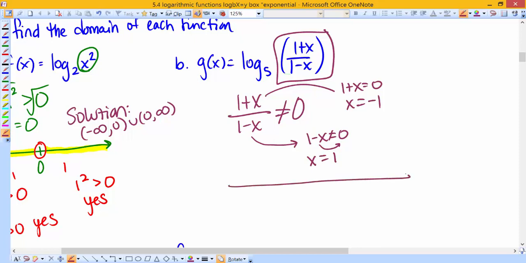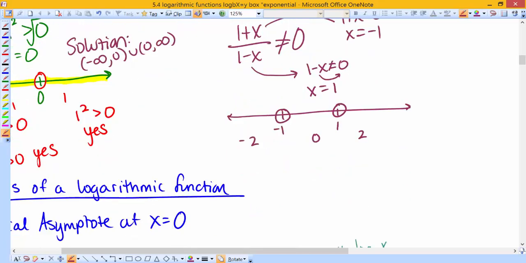So on my number line, I would have -1 and 1. Both would have open circles. Everything with logs is going to have open circles. So I have 3 numbers I need to test: -2, 0, and 2. So I'm going to go through this work, and I have to plug into the 1 plus x over 1 minus x, and it has to be greater than 0. So 1 plus -2 over 1 minus -2 must be greater than 0.